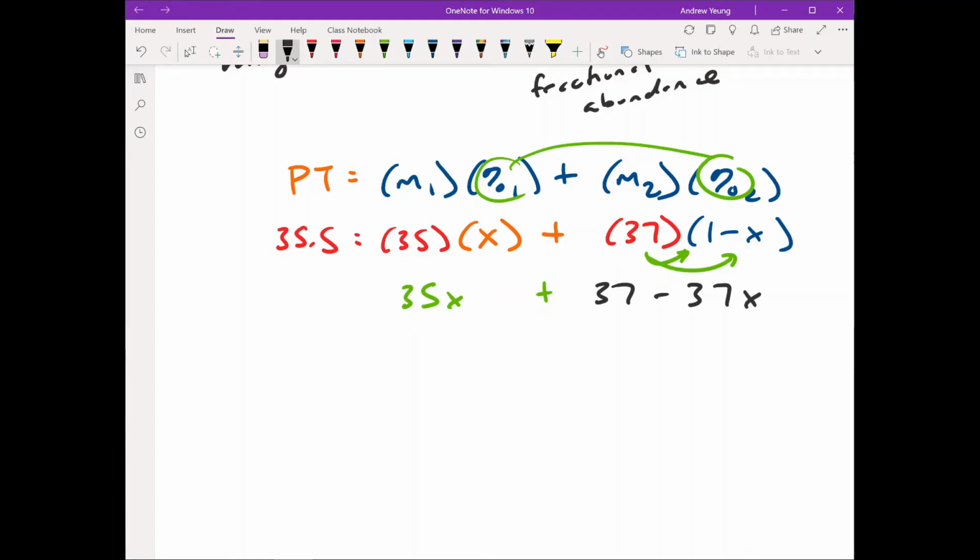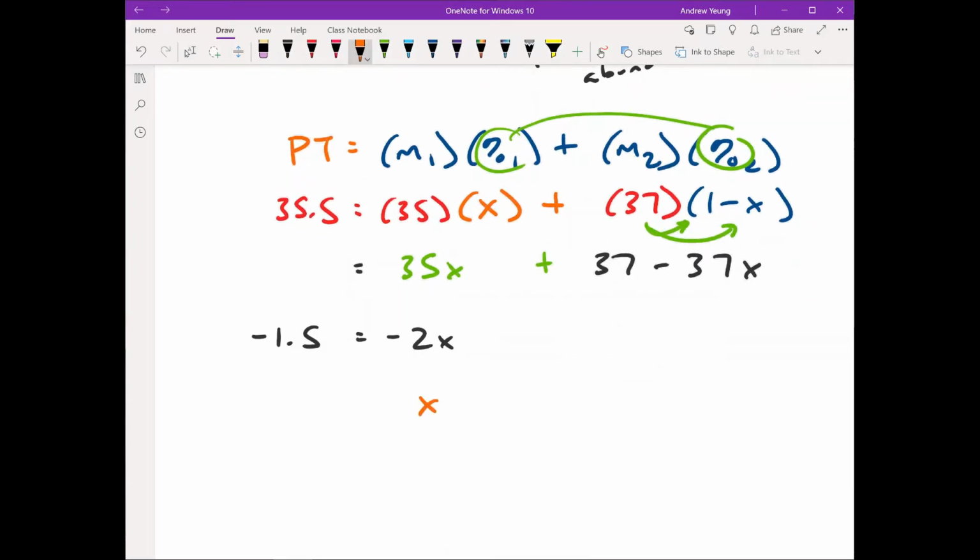I'm going to collect up my like terms, so collect up all the terms that have x on the right-hand side. 35 minus 37 is going to be minus 2x. I'm going to drag this 37 over. I'm going to minus 37. So 35.5 minus 37 gives me negative 1.5. Sometimes people start pausing here and they're like, oh no, I have a percentage that's negative. I haven't quite finished the math just yet. I still need to divide both sides by negative 2, and doing that gives me pretty spot on 0.75 for x.